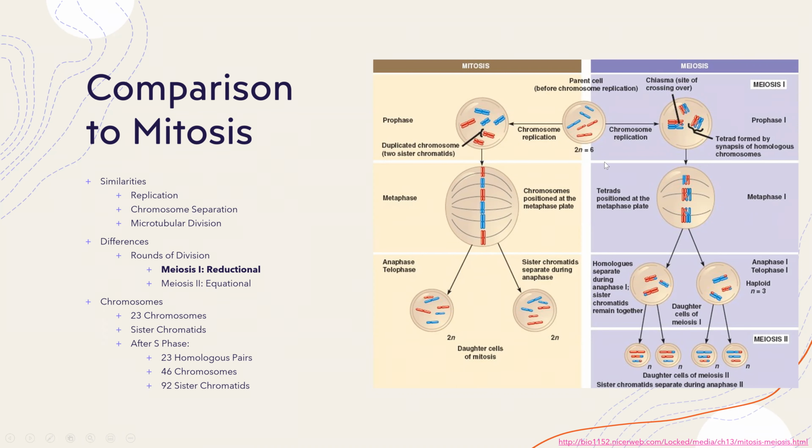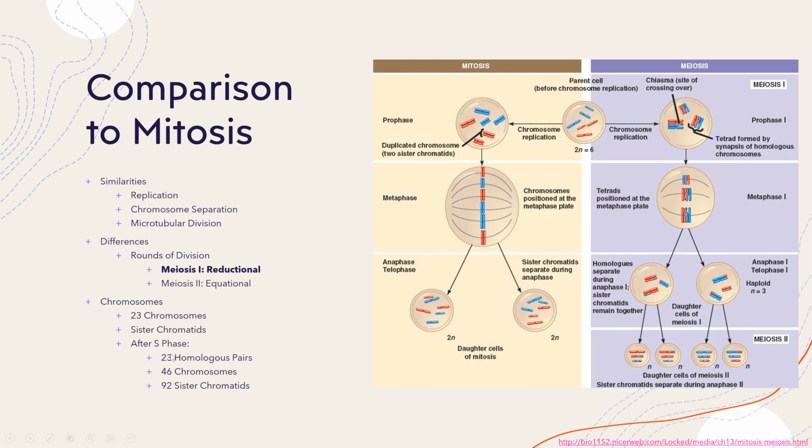When we have the S phase in meiotic cells, we get 23 homologous pairs. So we have 23 chromosomes from our dad and 23 chromosomes from our mom, and they have the same genes, although the allele for the gene may be different. So we have 23 homologous pairs, which means 46 chromosomes. And once those chromosomes have replicated, we get 92 sister chromatids.